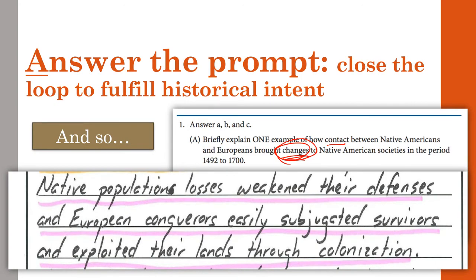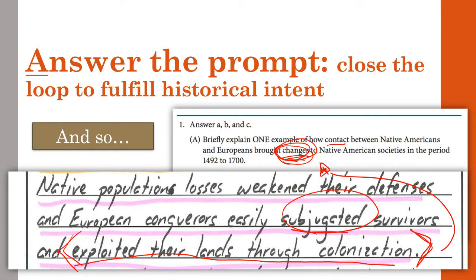So in this case, the author wrote, native population losses weakened their defenses, and European conquerors easily subjugated survivors and exploited. So here we go, subjugation. In other words, the Native Americans became subject to Europeans, and their lands were exploited by colonization. Okay, so subjugation to a certain extent, but particularly the exploitation of lands through colonization is a further elaboration of that particular change. It's a further description of the change that's being made.